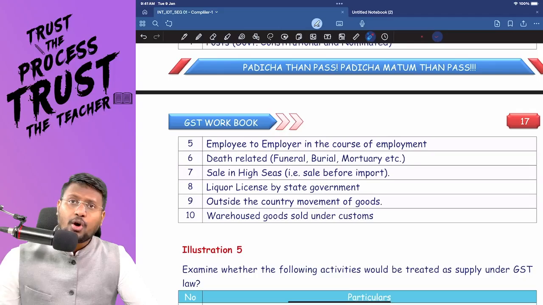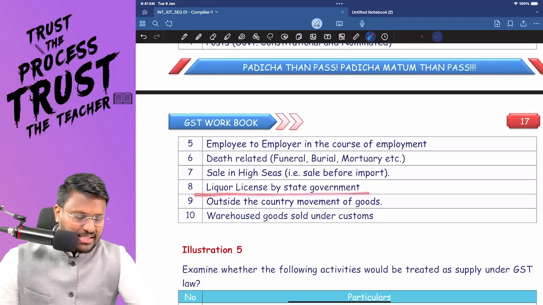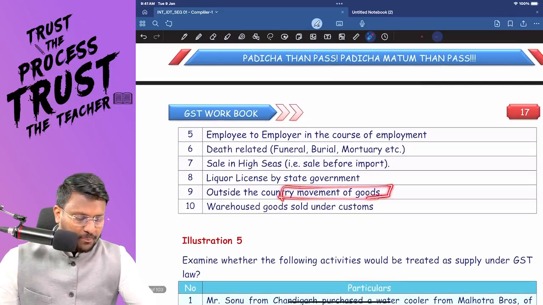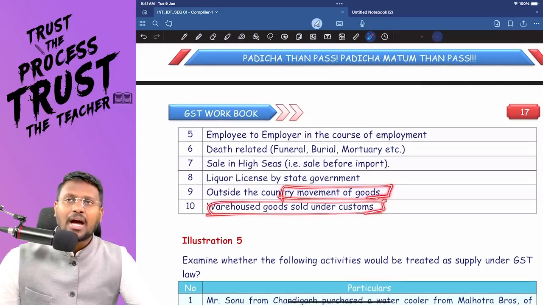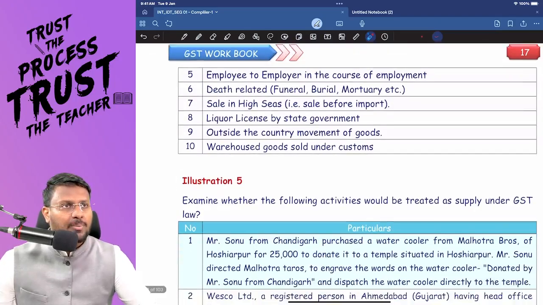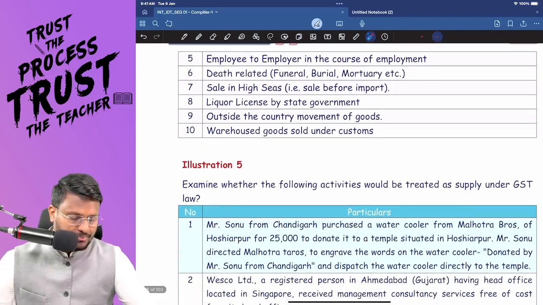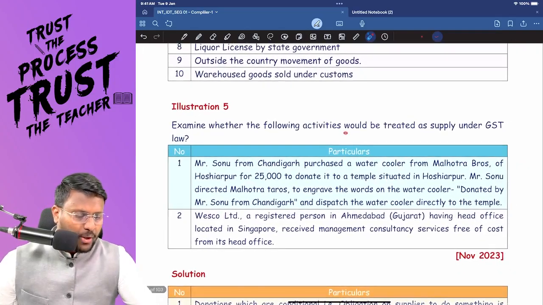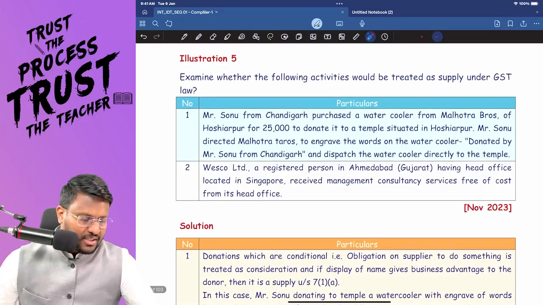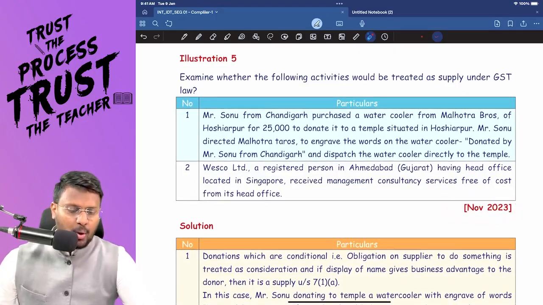Liquor license by the state government. Supply of goods outside the country. Warehoused goods sold under customs. These items are neither supply of goods nor supply of services. Very comfortable. Examine whether the following activities would be treated as supply under GST law. This is a November 23 question. These two activities or transactions will amount to supply or not.